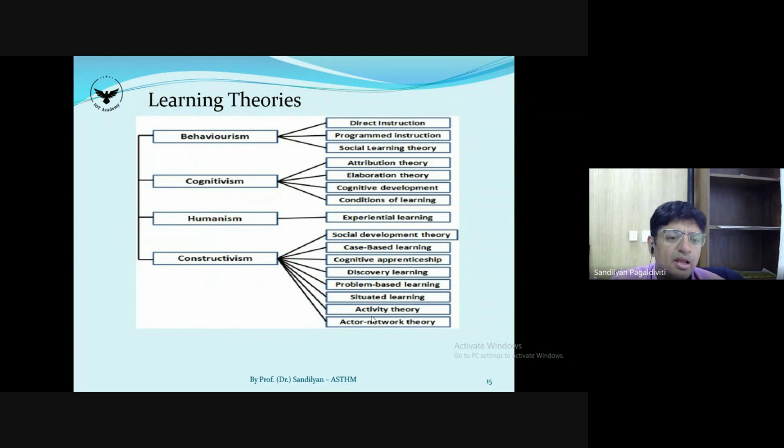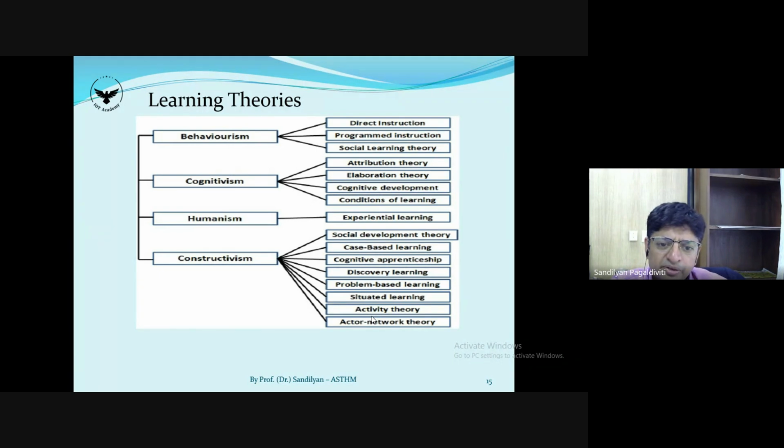So again, I am not going to go into a lot of depth in these areas. These are the different learning theories which are very much relevant in the field today. Theory of behaviorism, which is having concept of direct instruction, programmed or social learning theory. The theory of cognitivism, which moves into attribution, elaboration, cognitive development, and conditioning of learning.